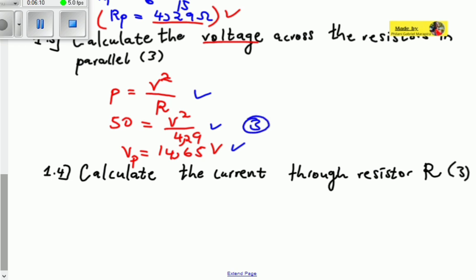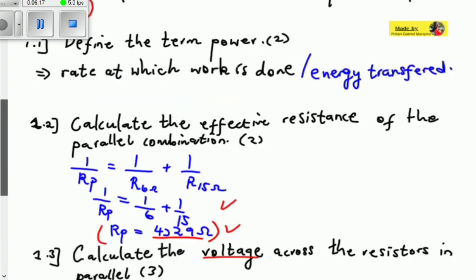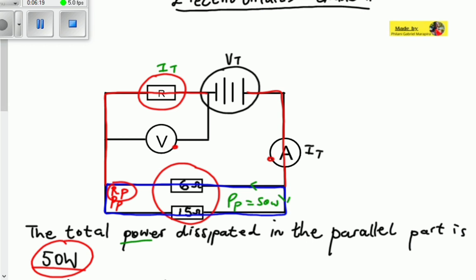And now we go to our last question that asks us to calculate the current through resistor R. Okay, let's look at resistor R. Remember that we have made our labels already, so it's important to label what exactly is measured within resistor R. Resistor R is the only resistor in series, or the red part. So it means that resistor R is measuring the total current. They're asking us to calculate the current in resistor R. It's the same as asking us to calculate the total current of the circuit.